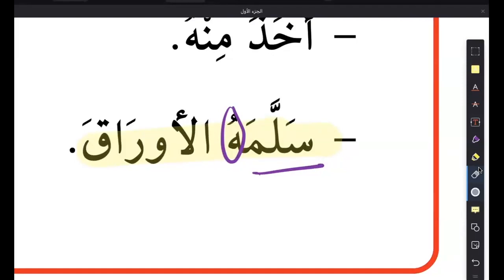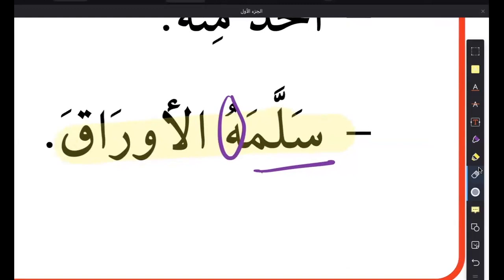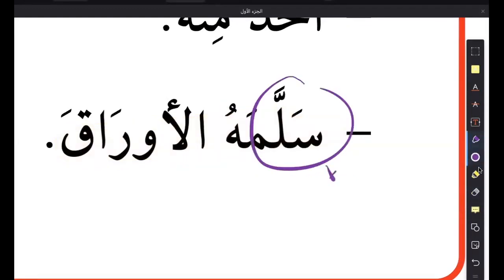Meaning he submitted this to him. So that means we need two objects. I submitted the papers to him. You see how these verbs need two different objects in order to make the whole thing clear. So when you say sallama, it means he submitted this. Of course, we're talking about he as a doer. So he submitted the papers to him. So both of them are objects.